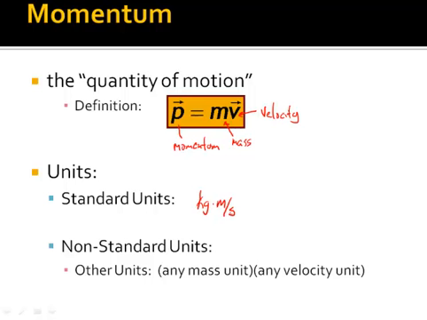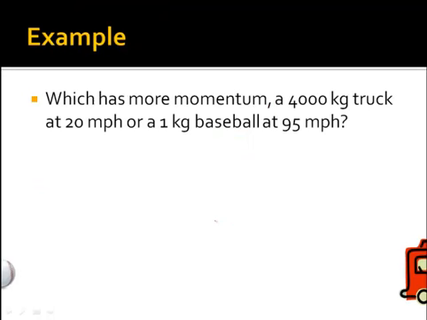There are other non-standard units that are possible too, and that's just any other type of mass unit, say grams or perhaps pounds, and any other type of velocity unit, for instance miles per hour or feet per second or knots. So a particular momentum unit could be a pound knot if you want, although we're pretty much going to stick to kilogram meters per second.